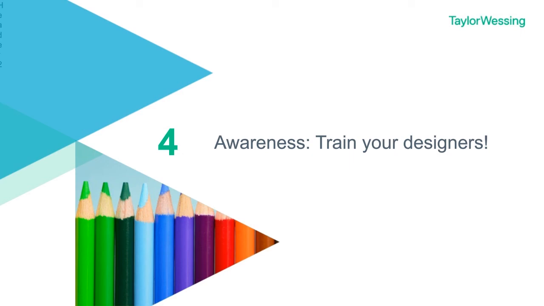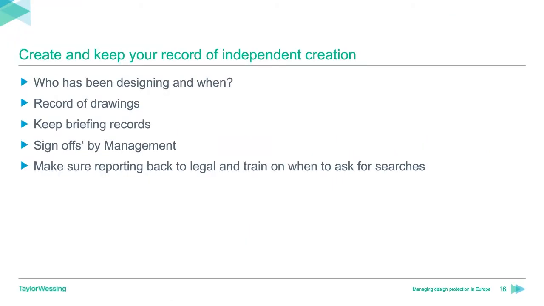So this is another way to manage risk, of course. If you have in place a record of independent creation, so if you can convince a claimant that you independently created a product, more often than not, the moral outrage that tends to drive such cases goes away. Thus, you should record who has been designing and when, and very important, keep the briefing records, as well as the sign-offs by the management, of course.